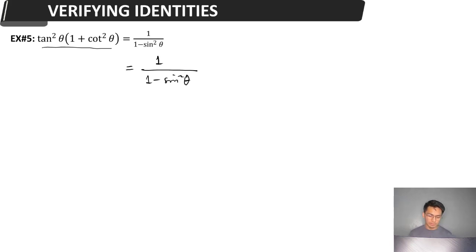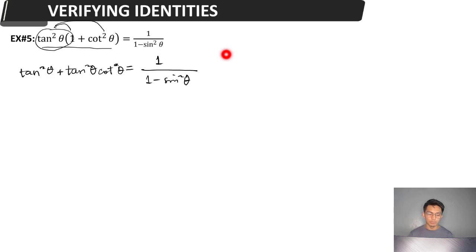Ang gawin natin, distribute natin itong term na ito, itong tangent squared theta dito sa 1 and sa cotangent squared theta. So, we have now tangent squared theta, kasi tangent squared theta times 1 is simply tangent squared theta lang din. Plus, tangent squared theta times cotangent squared theta. I-rewrite lang natin sila ng buo. We have tangent squared theta, cotangent squared theta. Ayan lang siya. And then, we simplify again.